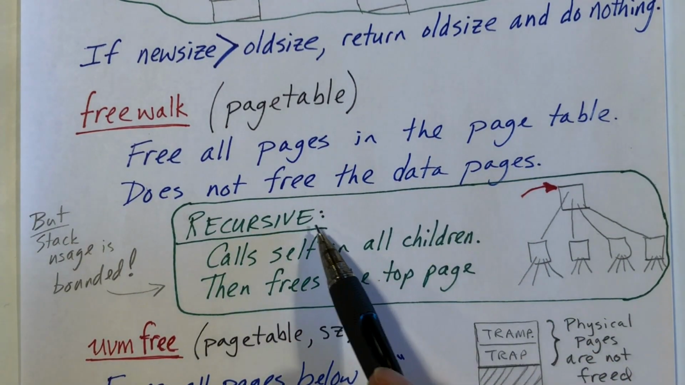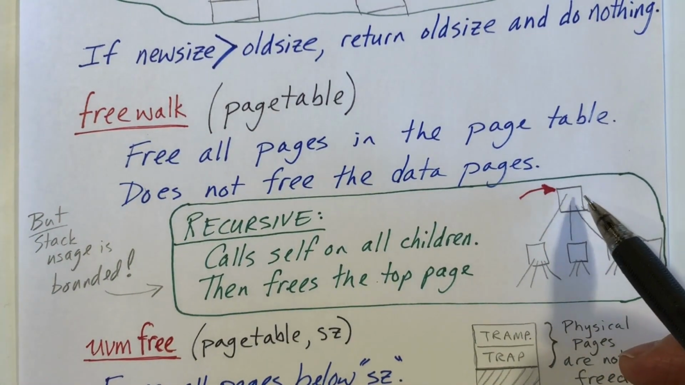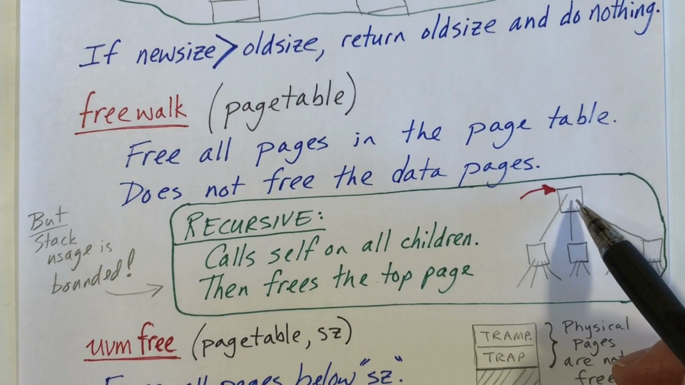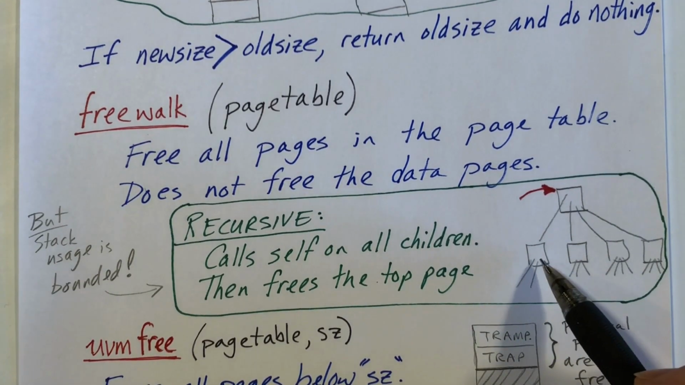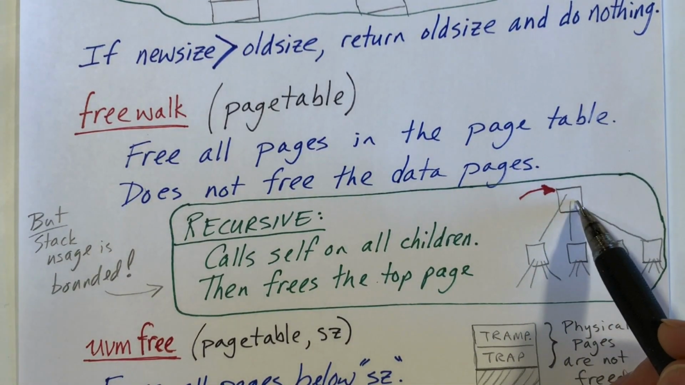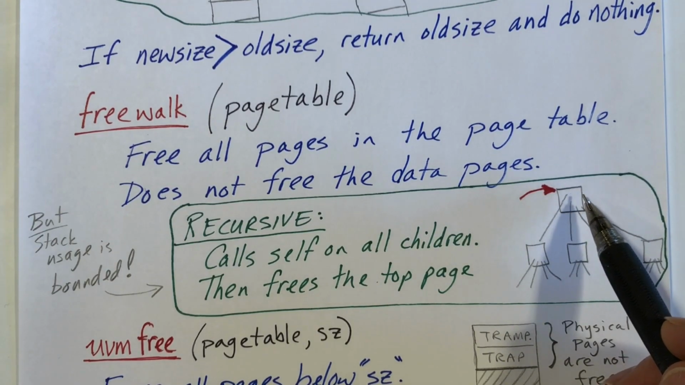This is actually a recursive function, and it's passed a pointer to any index node. And what it does is it calls itself on the children of that node to delete the subtrees, and then it frees the root page, the top page.